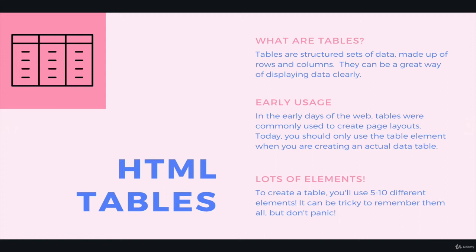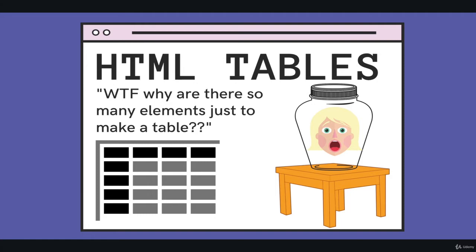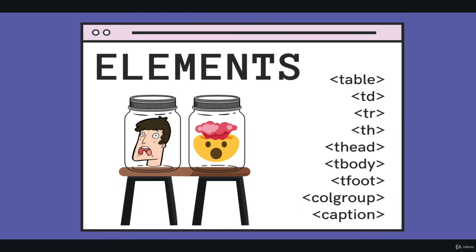All right, so we're going to begin by defining our very first table. Now remember what I mentioned previously, there are quite a few elements that we can use in a table. But don't panic, you don't need to know them all at once, we'll introduce them as we go. So you can see some of them here. We've got the table element, which is where we'll start. And then in this video, we'll focus on the first three, or the first four, TD, TR, and TH.